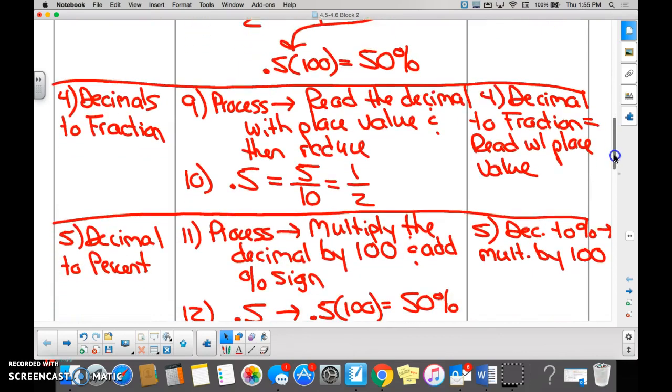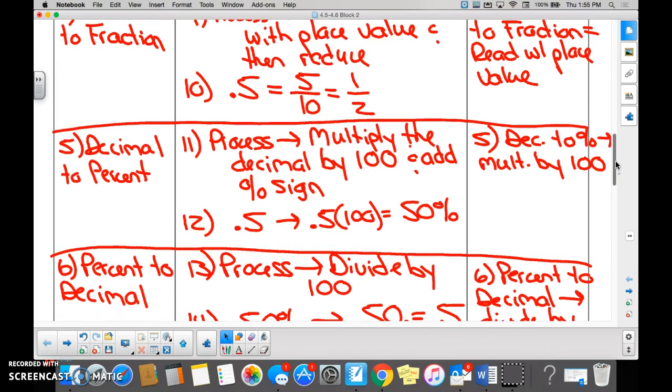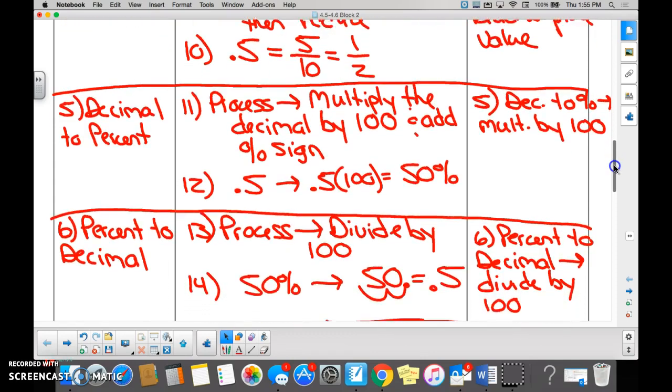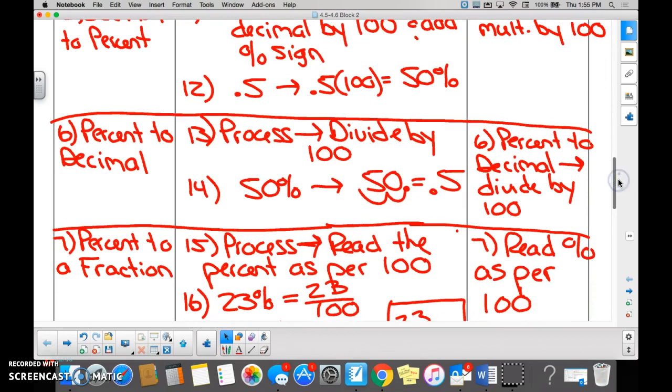Okay, number 5. How do you get from a decimal to a percent? 1, 2, 3. Multiply the decimal by 100 and add the percent sign. Not too difficult, right? Number 6. How do you get from a percent to a decimal? 1, 2, 3. Divide by 100.